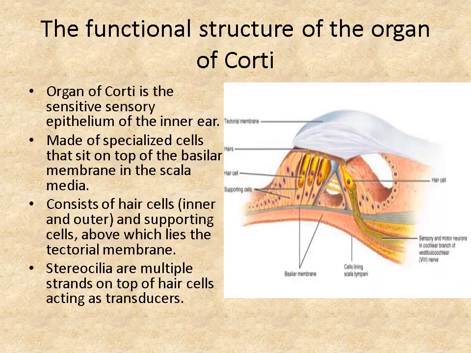We have previously mentioned the functional structure of the organ of Corti, which is the sensory epithelium of the inner ear, responsible for hearing. Again, it sits on top of the basilar membrane. The organ of Corti is composed of inner hair cells, outer hair cells, supporting cells, and the tectorial membrane. On top of the hair cells, we find the stereocilia that are attached to the tectorial membrane.